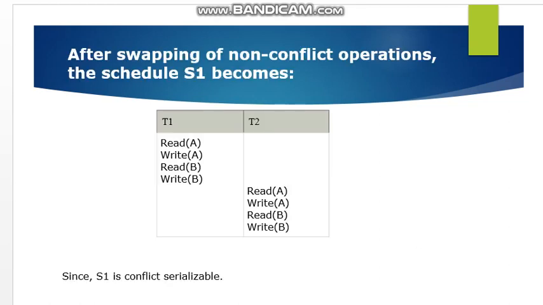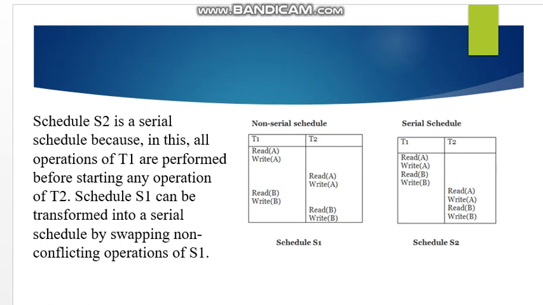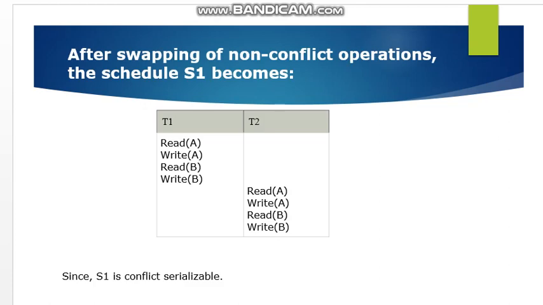After swapping the non-conflicting operations, schedule S1 becomes as follows. How many non-conflicting operations can we have? All the operations where the read and read instructions can be swapped. So these are non-conflicting operations, and we just swap them. Transaction T1 becomes read A, write A, read B, write B, and transaction T2 becomes read A, write A, then read B, write B.